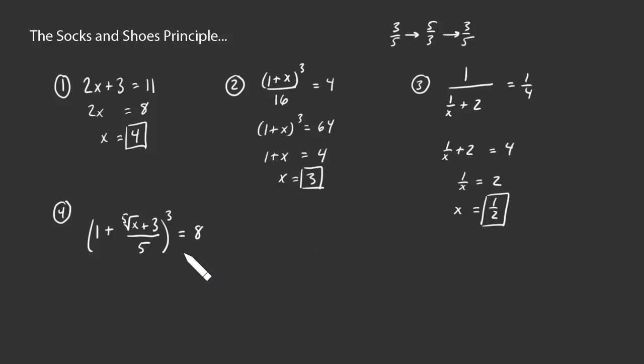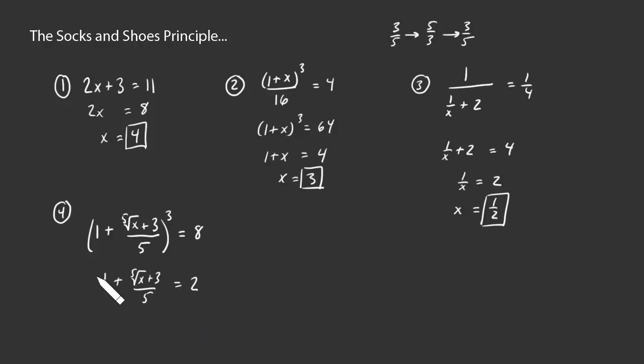Here's one with a lot of different terms going on, but the strategy is exactly the same. Let's think about what happens to x, and in the order that these things happen. First we take a fifth root, then we add 3, then we divide by 5, then we add 1, finally we cube. Cubing was the last thing we did. So we have to undo it first. To undo cubing, take a cube root. So you have 1 plus the fifth root of x plus 3 over 5. Right? The cubing part goes away on the left if I take a cube root of both sides. Cube root of 8 is just 2.